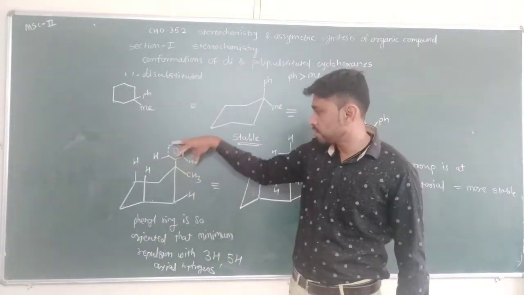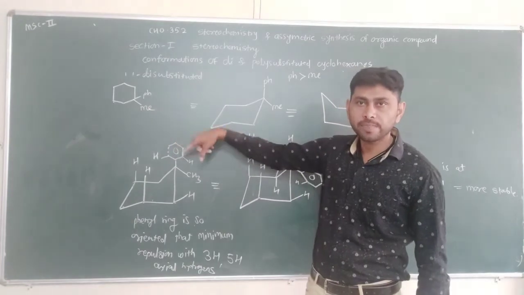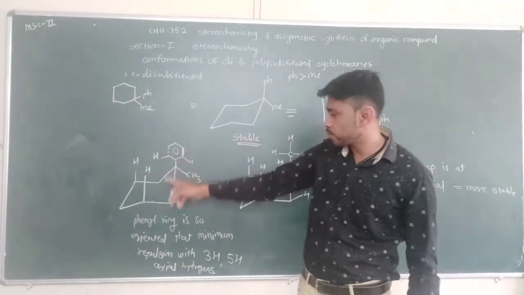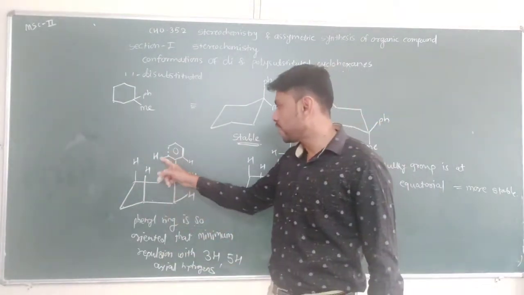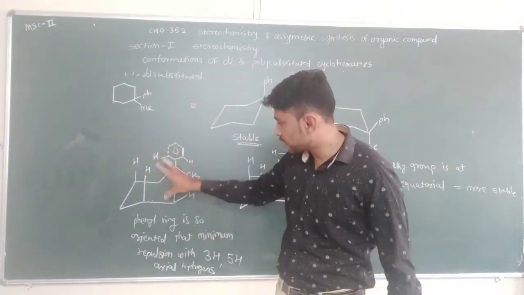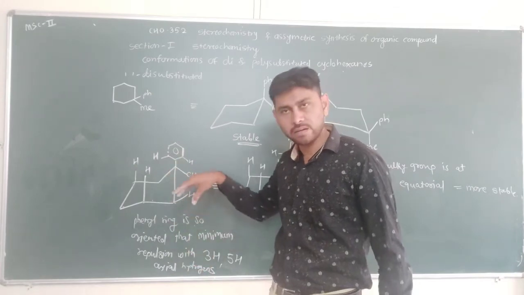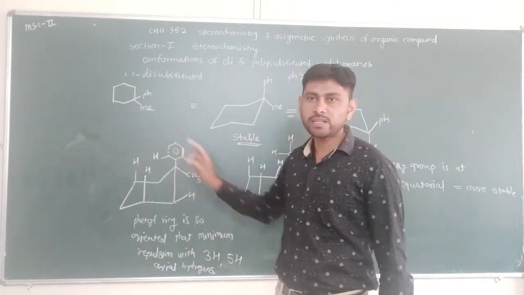Because in this structure the ring gets twisted. Here this phenyl ring gets twisted so as to minimize the interaction between these two axial hydrogens and the hydrogens of the phenyl ring. So this interaction is minimized. This interaction is minimum, so this structure is stable.